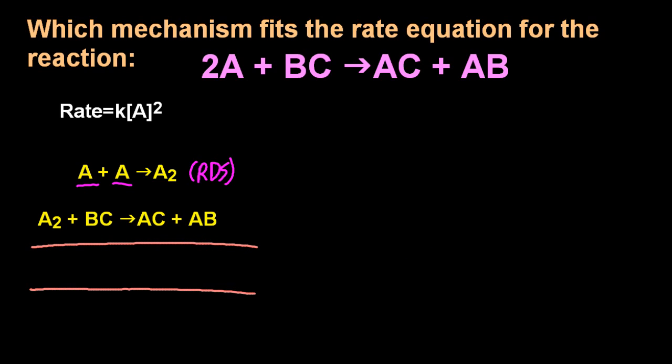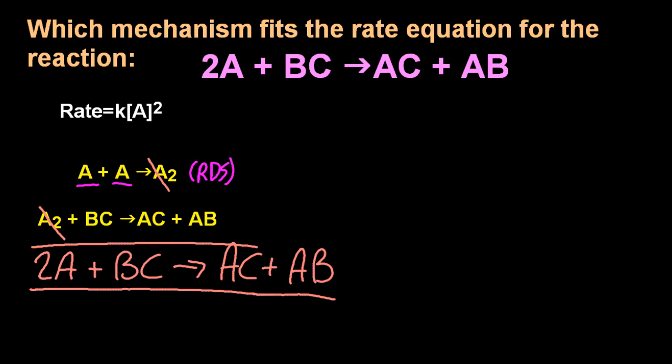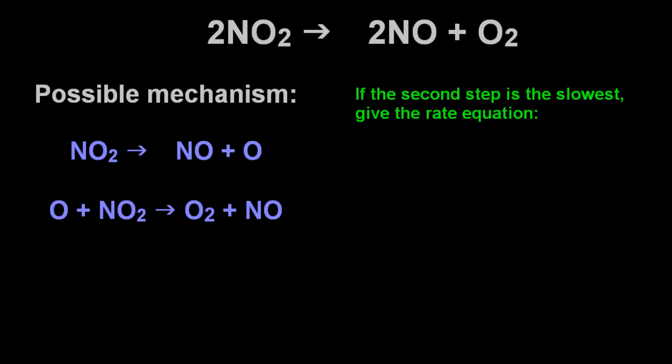Alright then, so we've discovered that the rate equation fits with that mechanism. I'm going to add up that mechanism and see if it comes out at the target equation at the top. Cancelling what appears on both sides, yeah. If I add up that mechanism, it gives me the top equation. So that's good. That mechanism fits. Might not be the right one, but it does fit the data given.